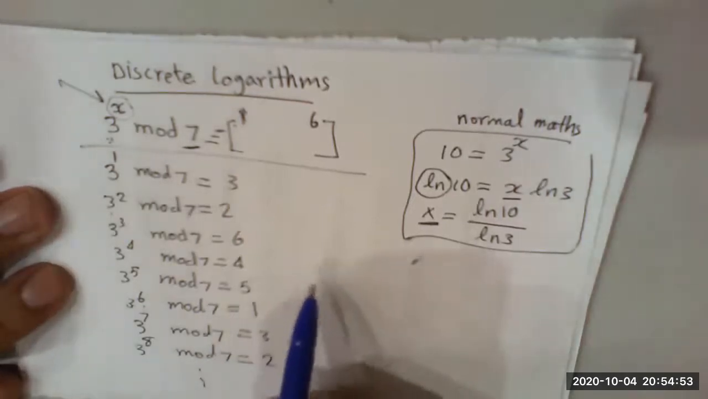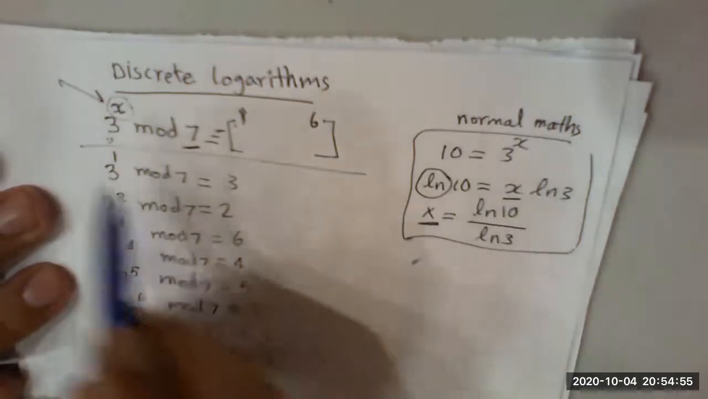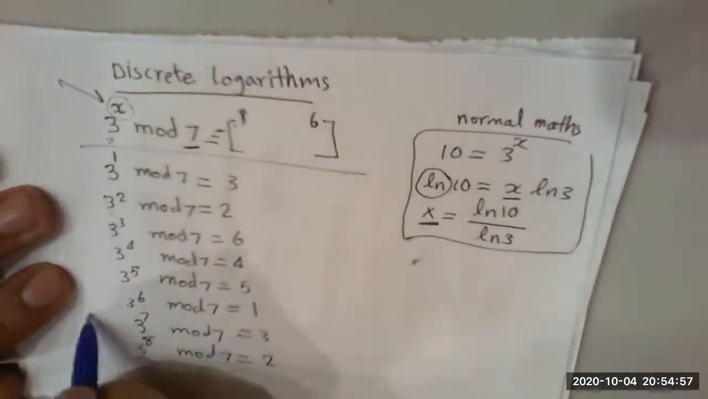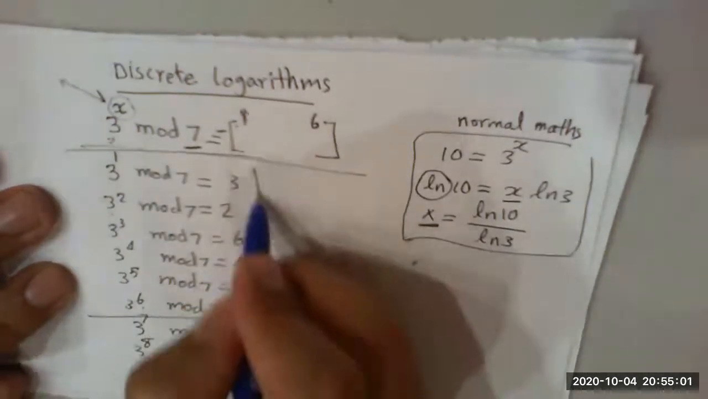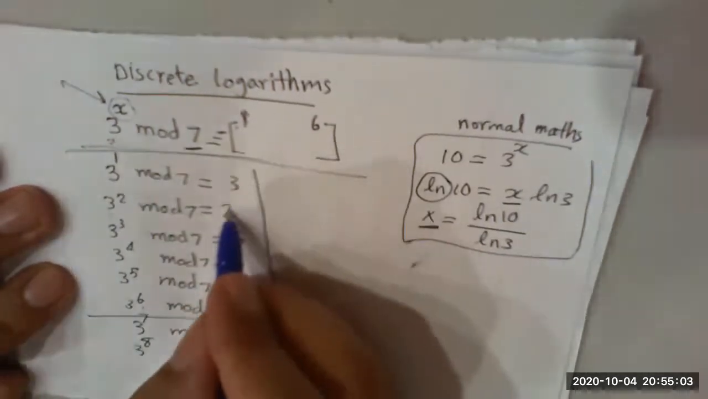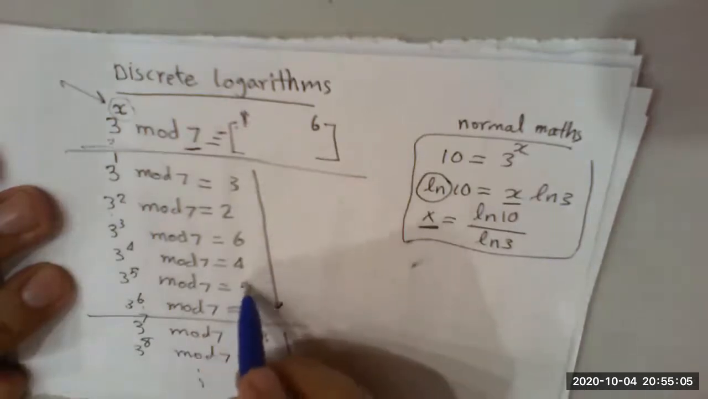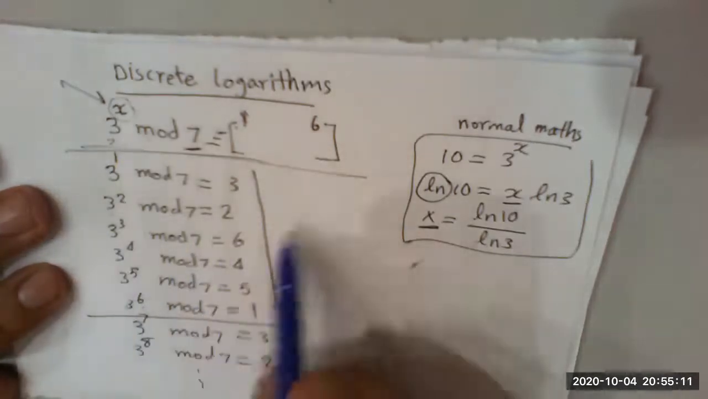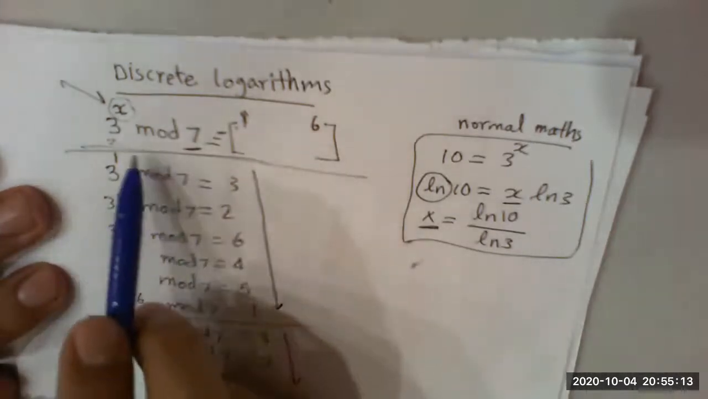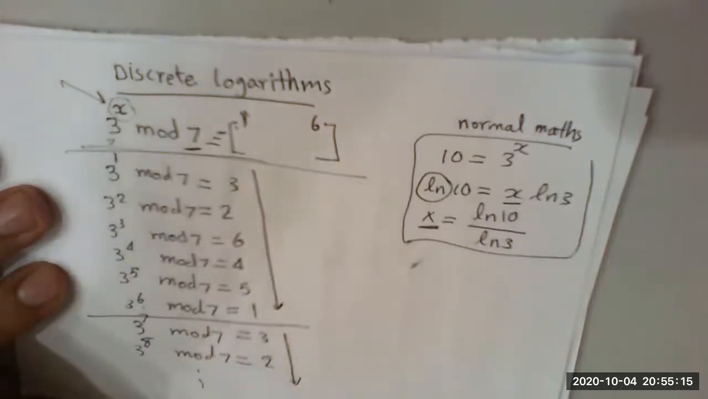If you see, the same cycle starts to repeat here. The same cycle starts to repeat again here: 3, 2, 6, 4, 5, 1 and then 3, 2, 6, 5, 4, 1. This way I have this cycle. I succeeded in creating this cycle using that exponent, and I now have the ability to calculate this x.